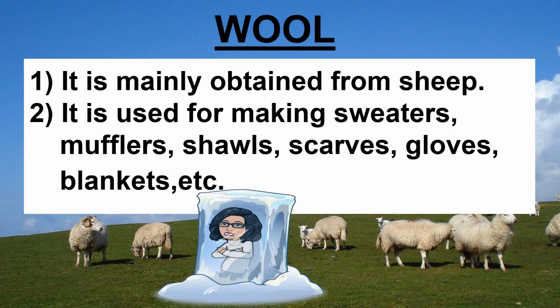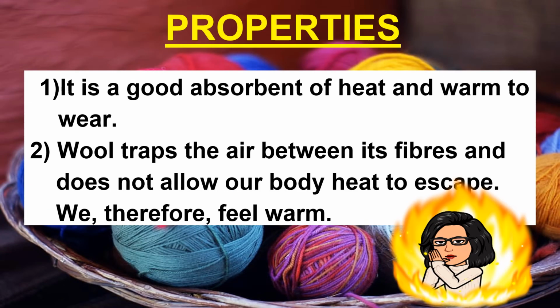Now, it's chilling, isn't it? It's mainly obtained from sheep. What? Wool, yes. Another natural fiber obtained from sheep. And we all know that wool is used to make sweaters, shawls, mufflers, scarves, gloves, blankets, etc. It is a good absorbent of heat and warm to wear, and that's why once we put on these woolen clothes, we don't feel cool.